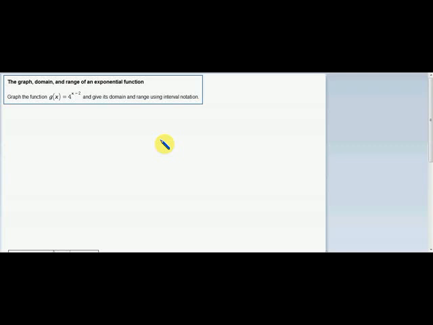Hello everyone, this video is about the graph, domain, and range of an exponential function. For this type of question, you have to graph it, and after that, find the domain and the range using interval notation. I would recommend everyone to use the Alex calculator to do this type of question. So let's do that.